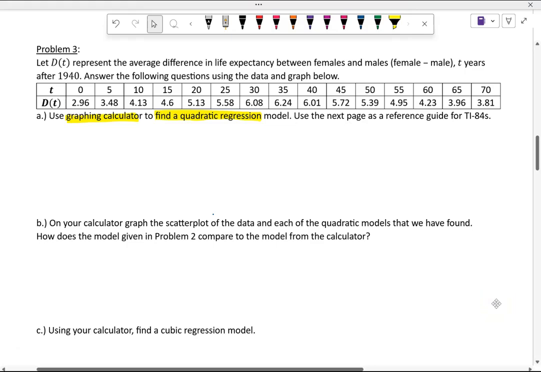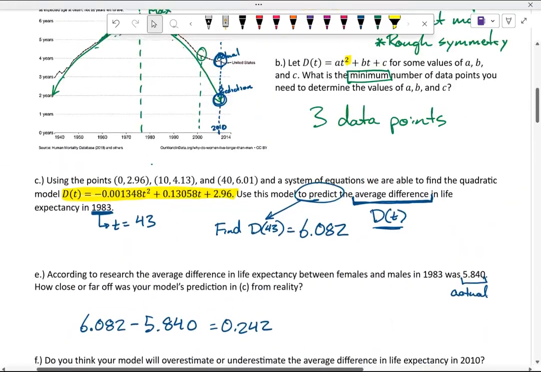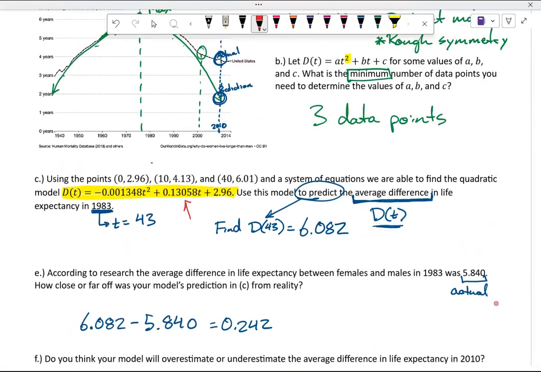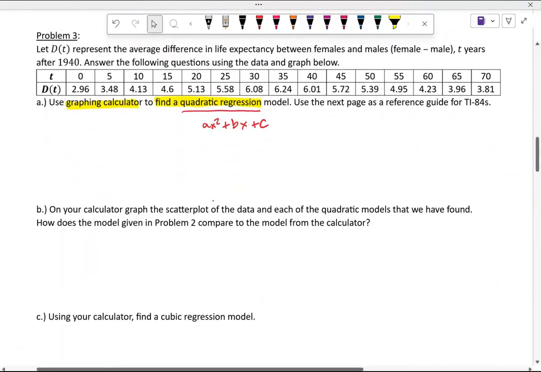On both of these, we're wanting to find that quadratic regression. Quadratic has that degree 2, so we're going to have ax squared plus bx plus c. That would be our quadratic regression. So we're going to figure out what that regression would be using our calculators. In the previous problem, we were given a quadratic model that we used right here, but now we want to see what the calculator gives us and how it compares to the one that was given on the previous page. So back to our calculators.